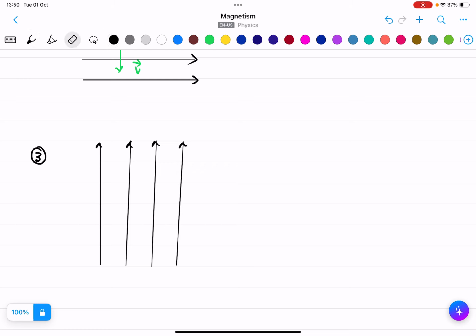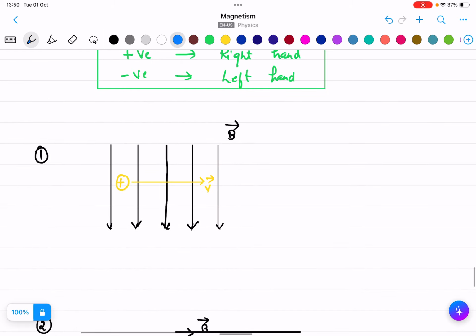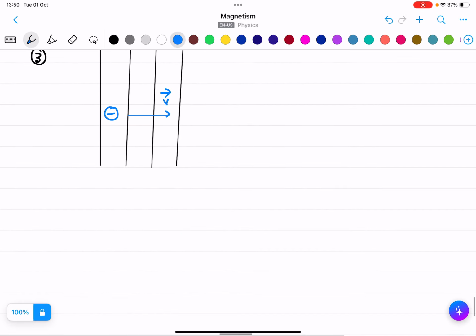So this is a magnetic field. In this case, this is a magnetic field and there is a negative charge now and it is moving in this direction, V. This is a third case. Now first we will discuss these three cases. Before discussing these three cases, there are three statements. You need to remember these three statements.